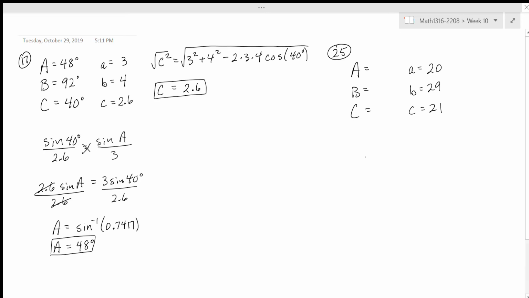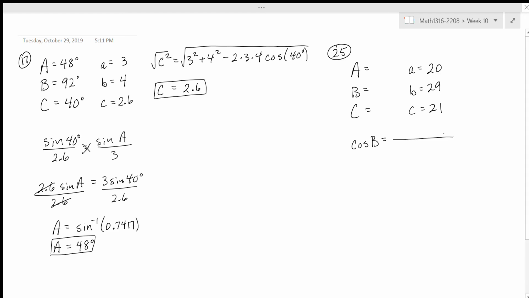So which one do you want to find first? It doesn't matter to me. B. Now, did y'all also notice that angle B could be obtuse? Because he's got the biggest side.